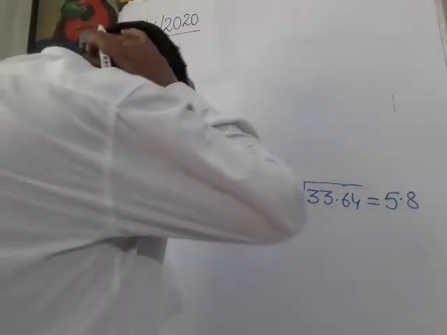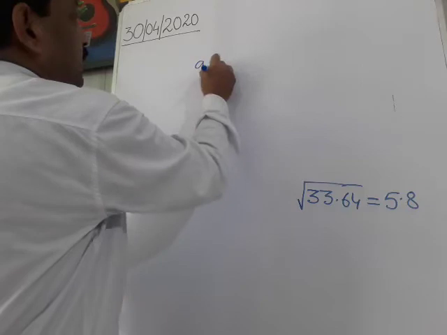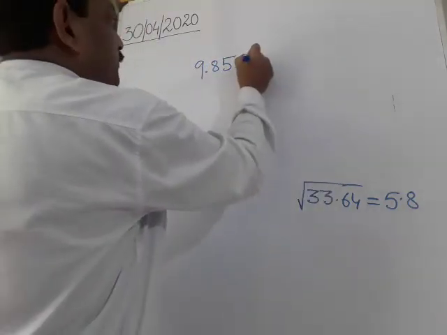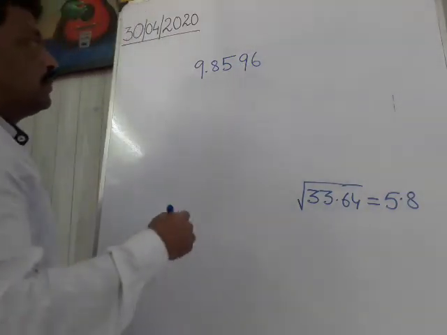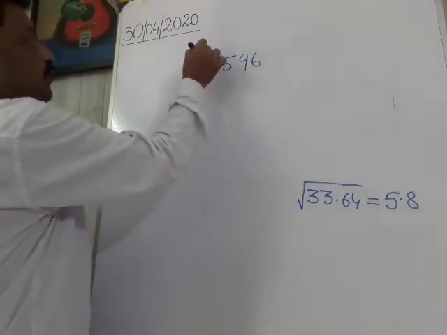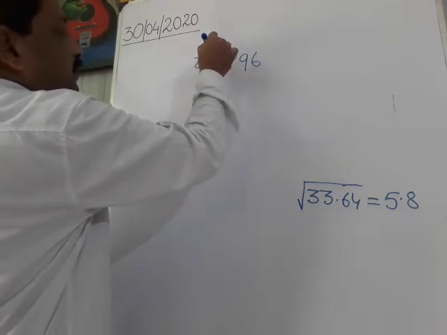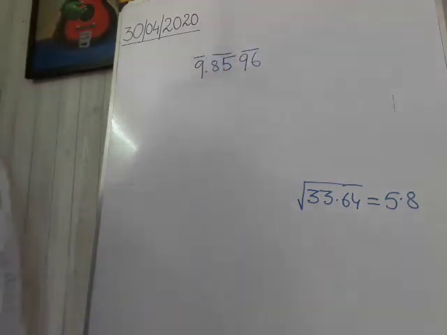So it is 9.8596. So first of all, grouping. So here for the integral part from right to left, and for the decimal part left to right, 85 then 96. Okay.